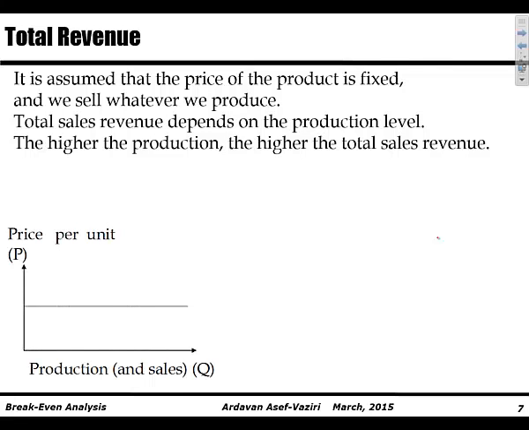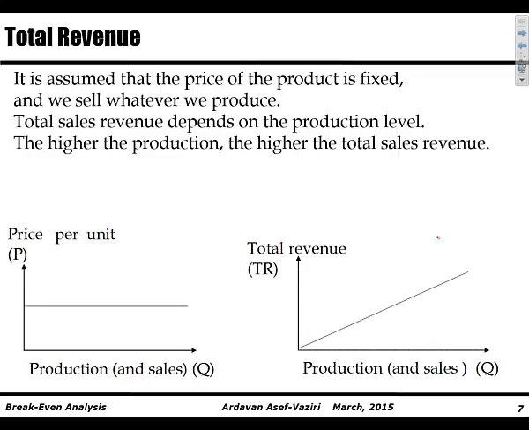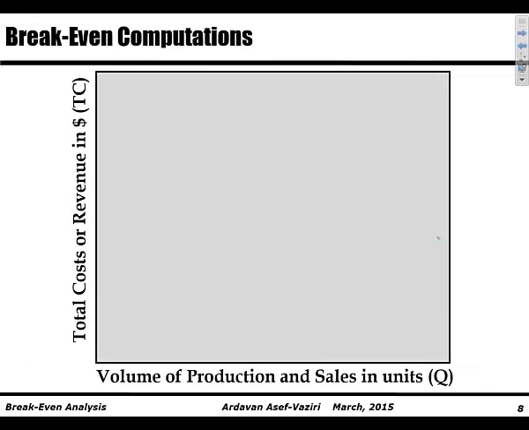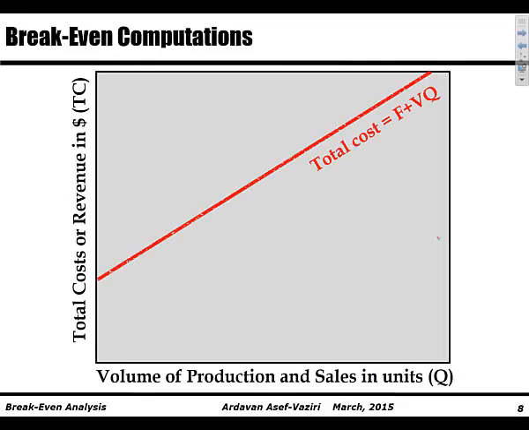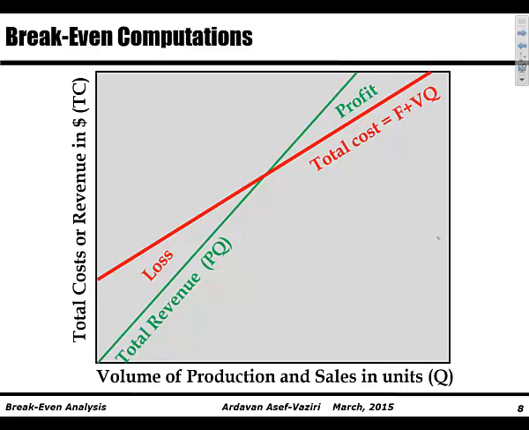Then we assume sales price is fixed. We do not have market segmentation. We do not have quantity discount. And therefore, total revenue is a linear function of sales, which we assume is equal to production. Given this introduction, in break-even analysis, we draw our total cost curve. We also draw our total revenue curve, and we have a loss region and a profit region, and the point partitioning them is the break-even point. At break-even point, we have no profit, no loss. Total cost is equal to total revenue.